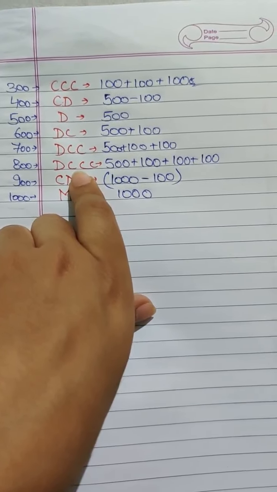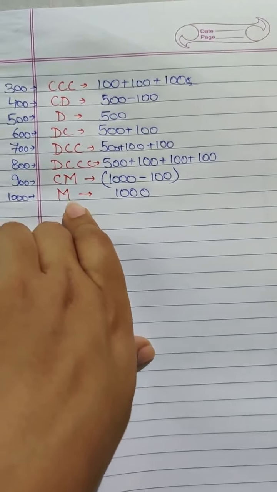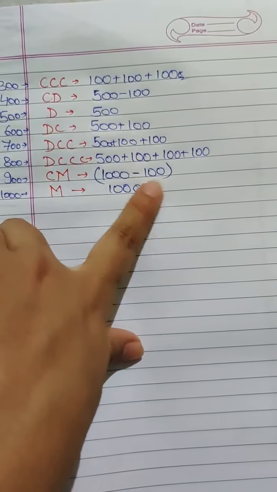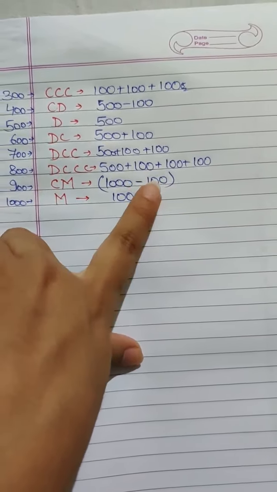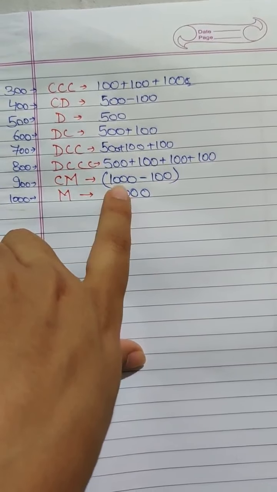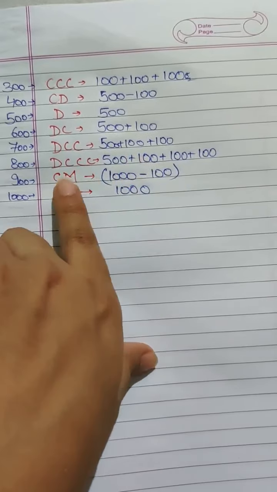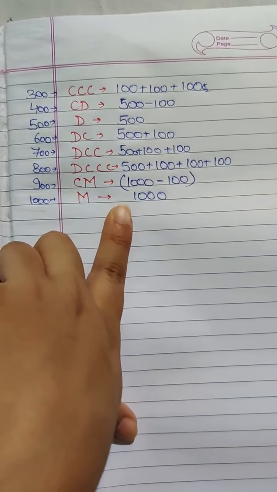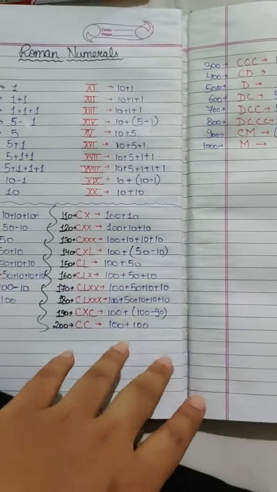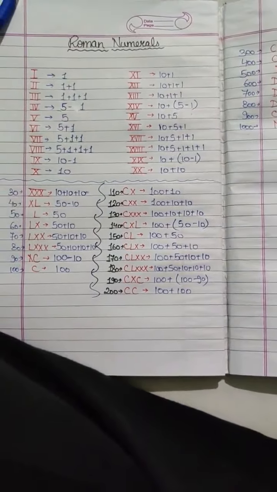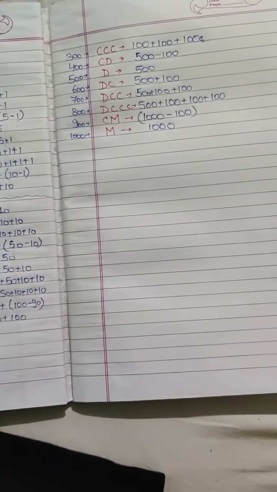Now we directly know the sign of 1000, which is M. So 1000 minus 100 is 900. So minus means before. So we'll put the sign of C, means 100 before the sign of M, which is 1000. So 1000 minus 100 will be 900. And it is M means 1000. So I hope it is clear to you, right? If you have any confusion in both of these things, you can ask me.